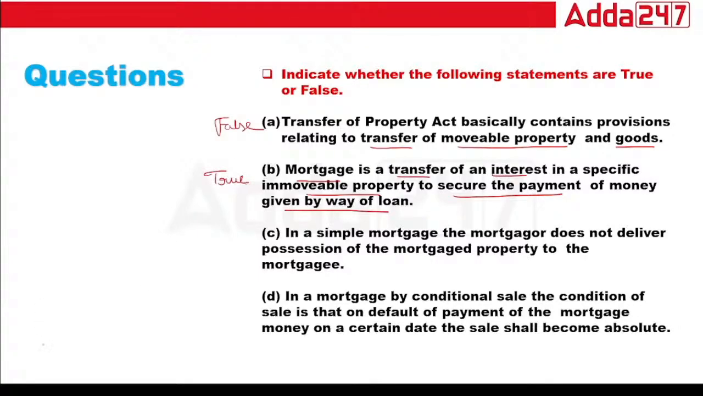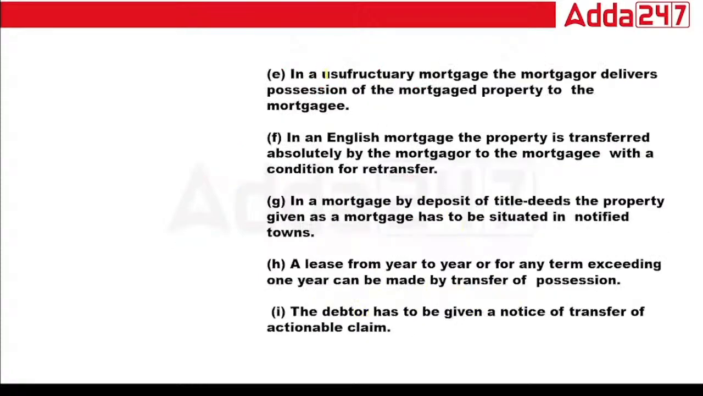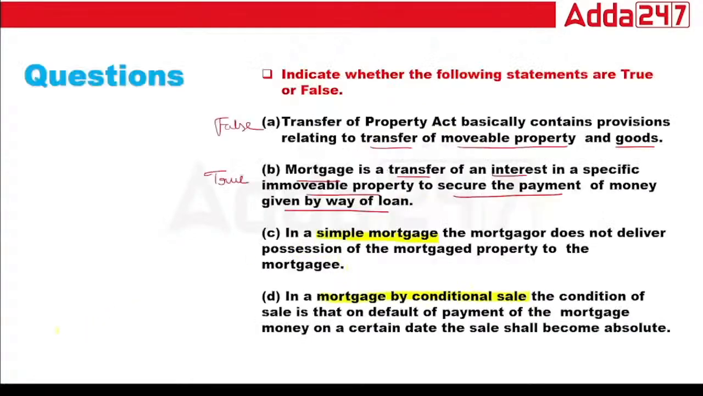Now class, the question is on types of mortgage. These are simple mortgage, mortgage by conditional sale, usufructuary mortgage, English mortgage, mortgage by deposit of title deed, and so on. Now, come to the question. In simple mortgage, the mortgagor does not deliver possession of property to the mortgagee. True or false? If you remember the simple mortgage, it is the one in which the mortgagor does not deliver the possession of property. This is a true statement.